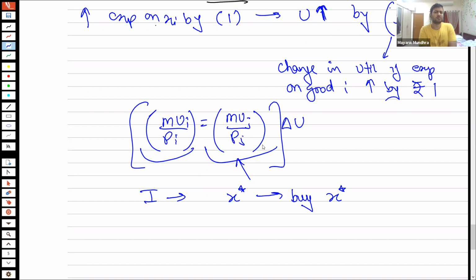So the result is important in the sense that at the margin, if you get 1 rupee extra, it does not matter where you spend this extra last 1 rupee. You can spend it on any of the goods. The change in utility would be the same.